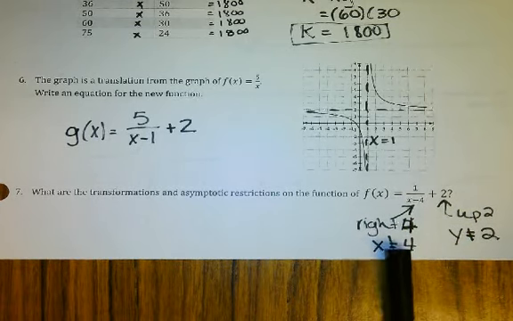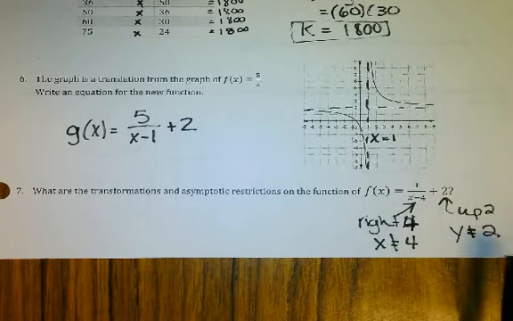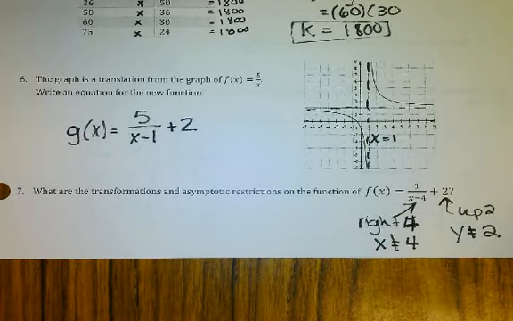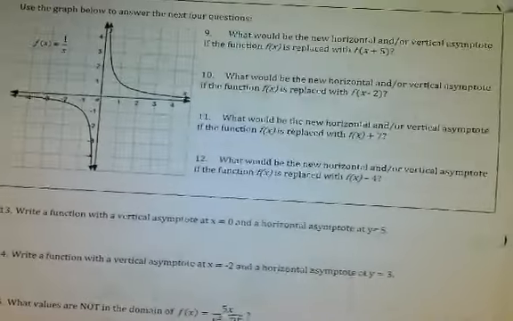So remember, these are also part of your domain. So I could say the domain here is like all real numbers except 4. And then my range here could be all real numbers except 2. So again, remember, those are all related. Okay, I'm not going to do the whole thing. So I'm going to skip down here to 9 through 12.